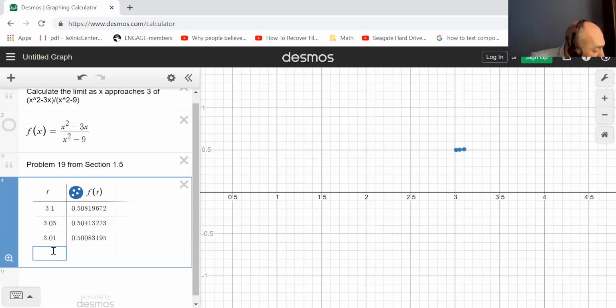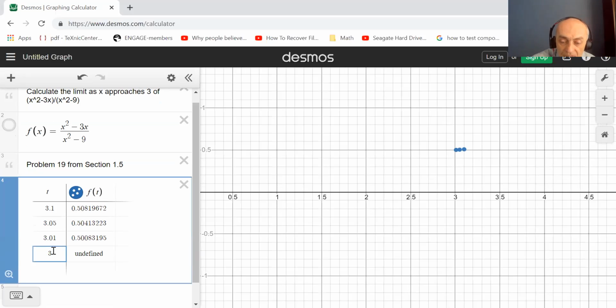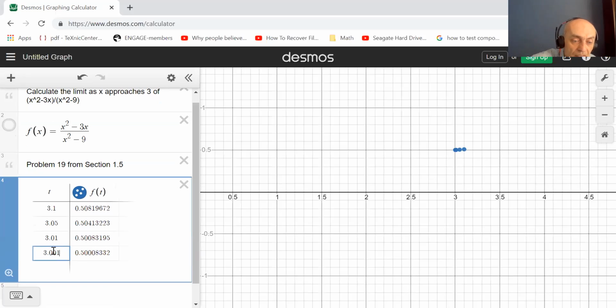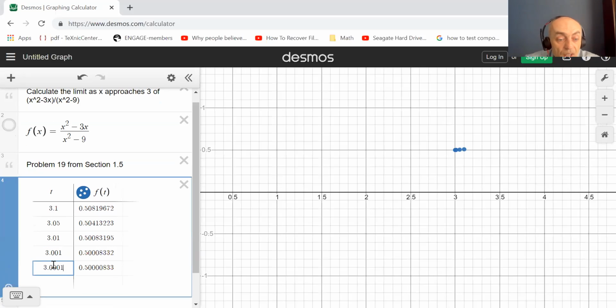That's not all though. There's more here. Then they say do 3.001, and that's another point there, then 3.0001, with three zeros for the next one. There we go. So what do we see here about these numbers on the left side?